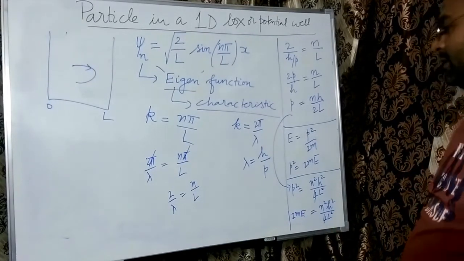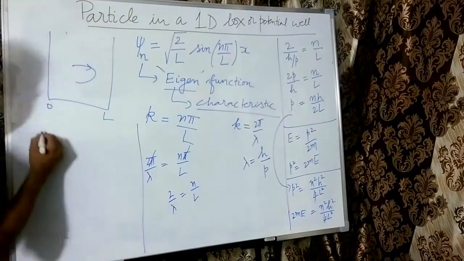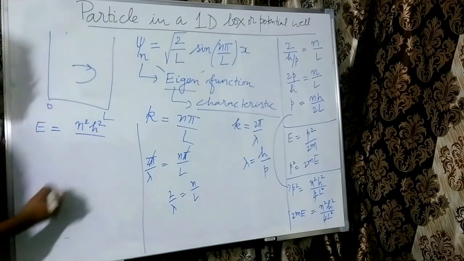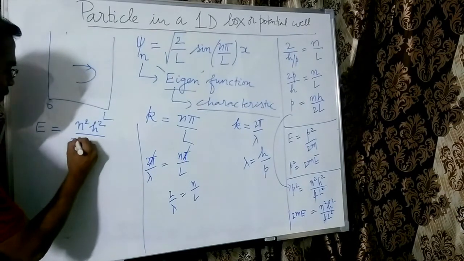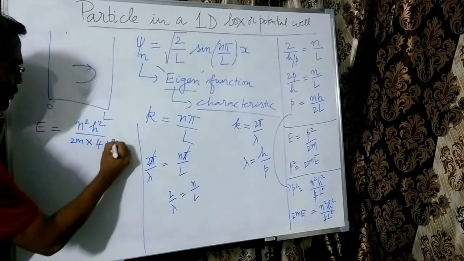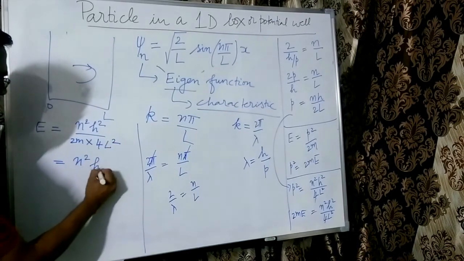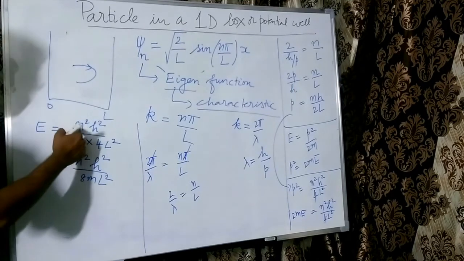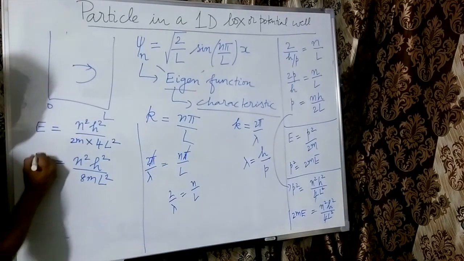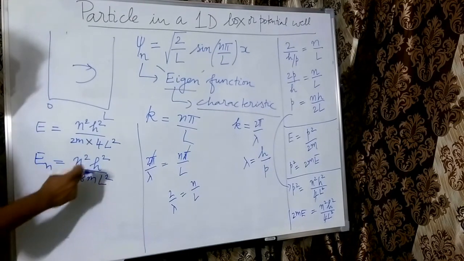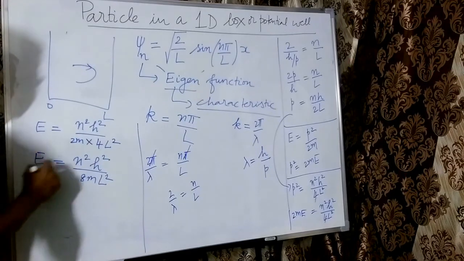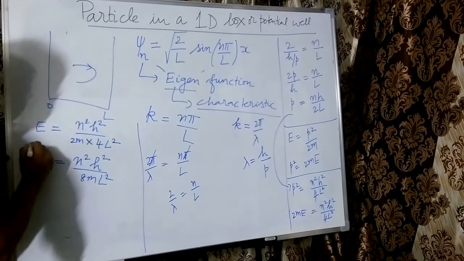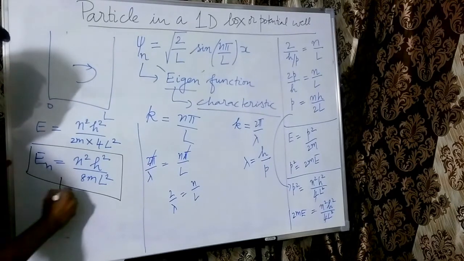Now we want the energy expression, so we write here energy E is equal to n square h square over 2m multiplied by 4 L squared. This is nothing but n square h square over 8 m L squared. Now, since the quantum number n is involved here, the energy also can take different values for different values of the integer n. Therefore, we have E_n is equal to n square h squared over 8 times mass into length squared. Now, this is the expression called energy eigenvalue.